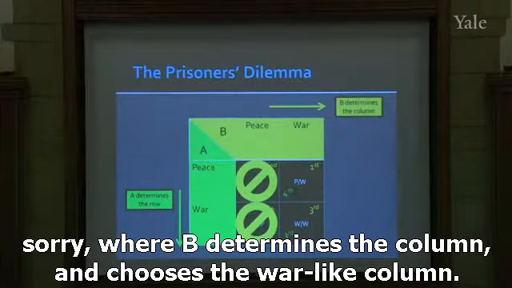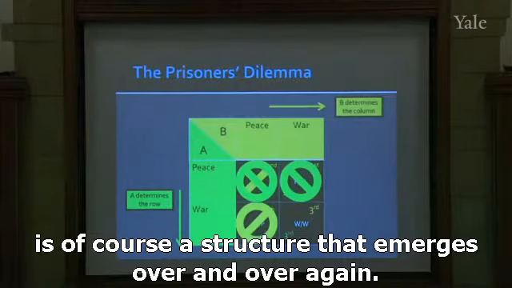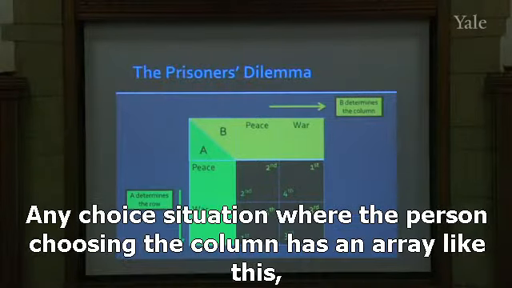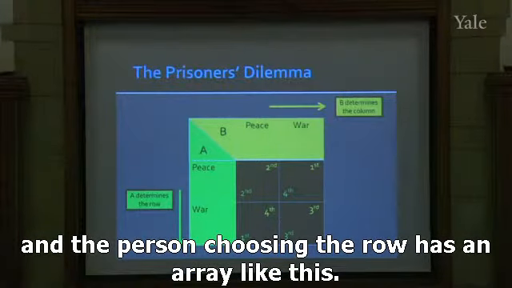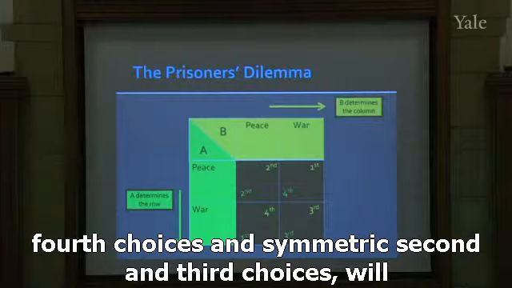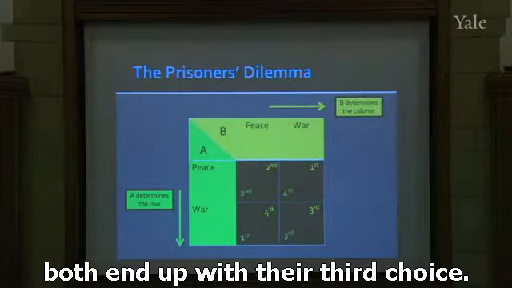Now, the structure that we've just described in the context of the Glaucon-Hobbes-style social contract question is, of course, a structure that emerges over and over again. Any choice situation where the person choosing the columns has an array like this, and the person choosing the row has an array like this, that is, any situation where there's asymmetric first and fourth choices and symmetric second and third choices, will end up stably putting people in a situation where they both end up with their third choice.